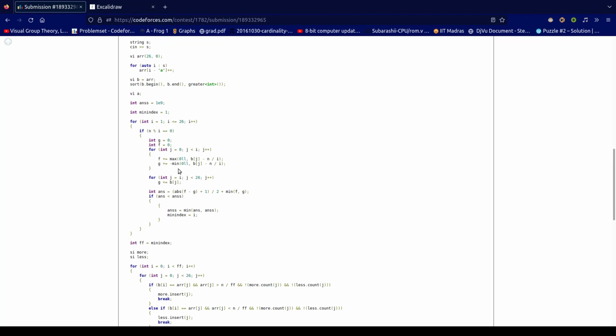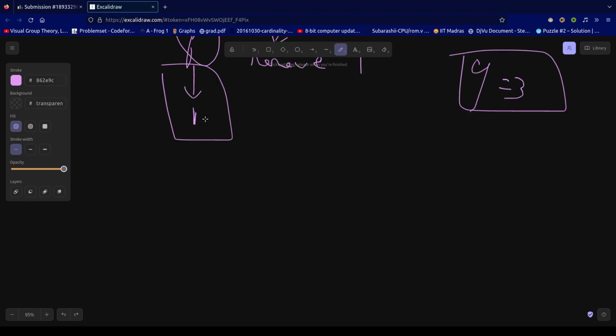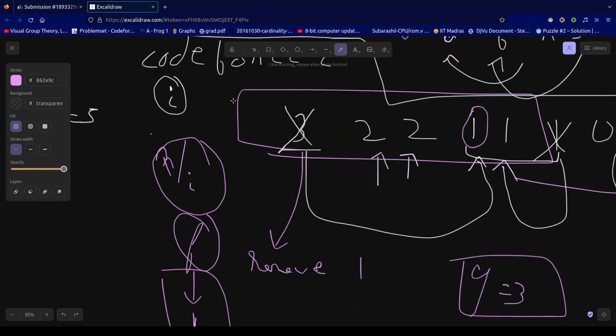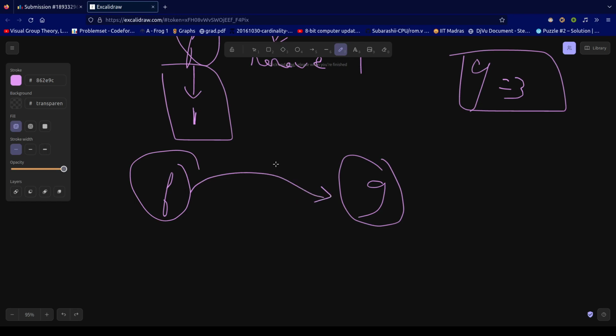Now the number of operations that I have to do will be the absolute value of f minus g, that is, the difference over 2, plus the minimum of f and g. And I'll try to explain this to you. All the elements which are excess, those are f, right? And all the elements which are less, those are g. I have to change all the f's to g basically. Sorry, not the f's to g. Basically I have to change all of these elements.